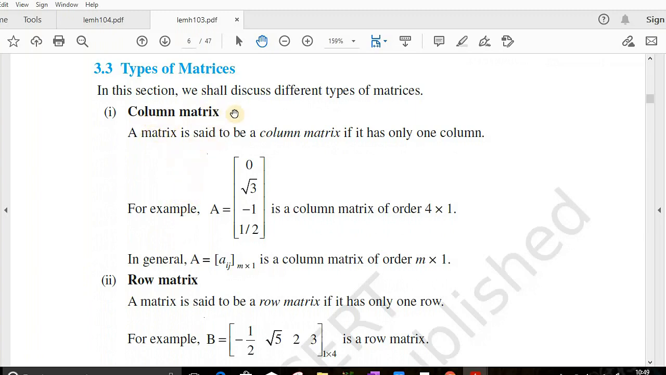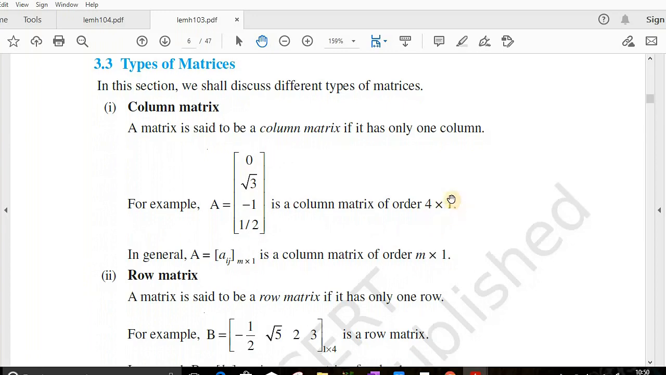So next you have a column matrix. So what is a column matrix? A column matrix is a simple matrix with one column. When there is only one column, we call it a column matrix. If there are two columns, it is not a column matrix, only one column. So the typical order of a column matrix will be m by 1.